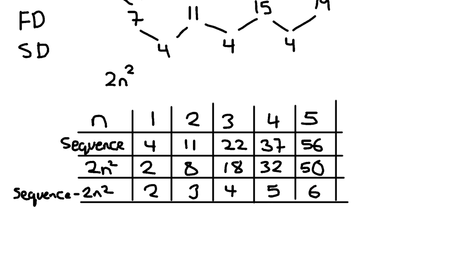At this point, we're just going to use our linear sequences skills to find the nth term of 2, 3, 4, 5, 6. The difference between 2 and 3 is 1. The difference between 3 and 4 is 1. The difference between 4 and 5 is 1. The difference between 5 and 6 is 1. Therefore, our nth term should look like n plus 1. And now I'm just going to add the first part to it. So plus 2n squared. And that is your final answer.